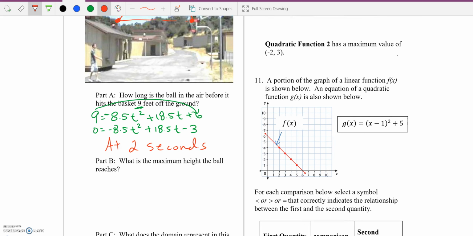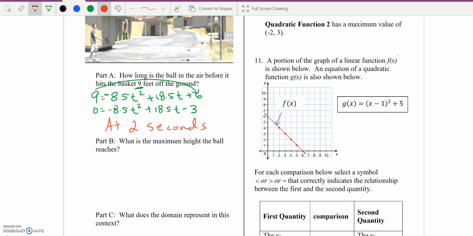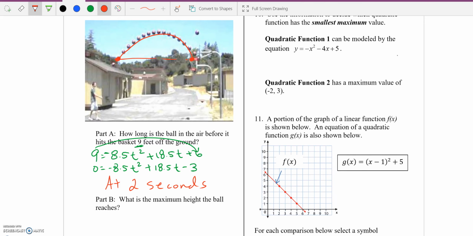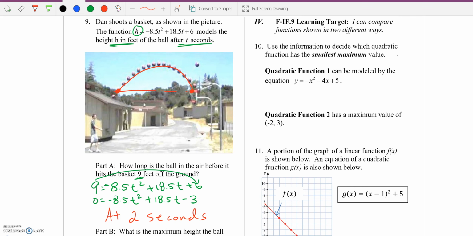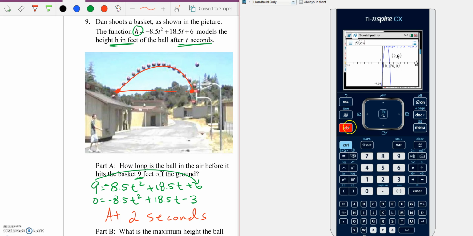Part B, what is the maximum height the ball reaches? Well, again, I can go back to my graph, but instead of graphing that new function, I'm going to graph the original function. I'm going to clear this one out, and I'm going to put in negative 8.5x squared plus 18.5x plus 6, because we're using the original equation, not the new one, and I want to find the height.